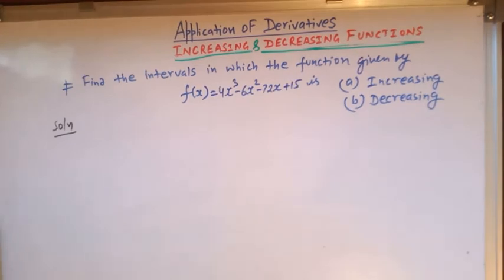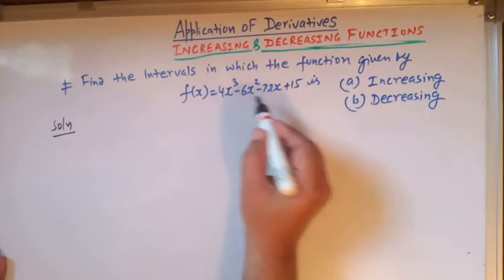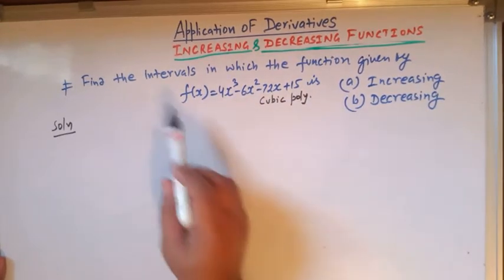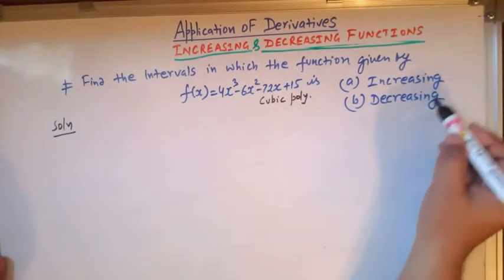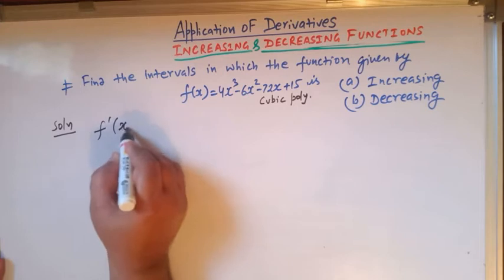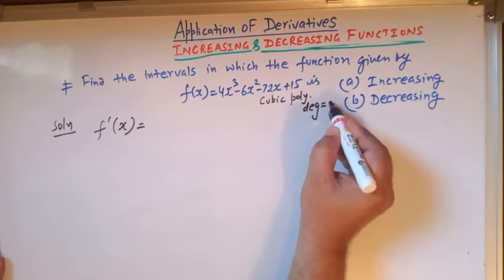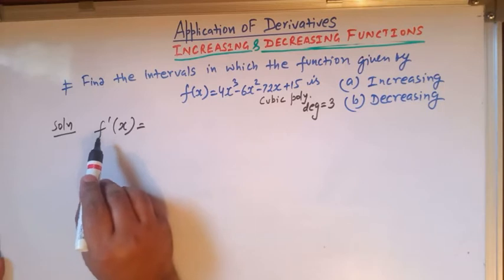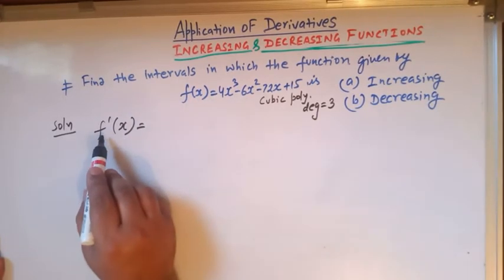Now viewers, here we have a cubic polynomial. This is a cubic polynomial. Now we have to find the intervals in which this cubic polynomial is increasing and decreasing. Clear? So let us first find the derivative of f. The cubic polynomial has degree equal to 3, so the degree of the derivative is 2. Clear?